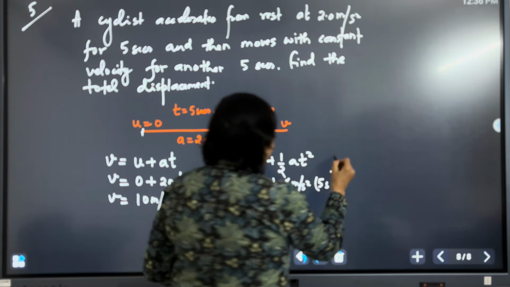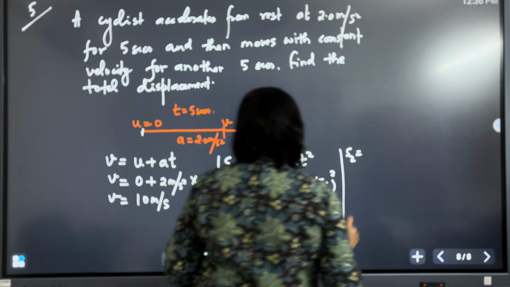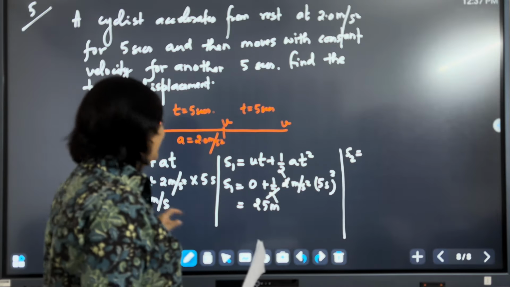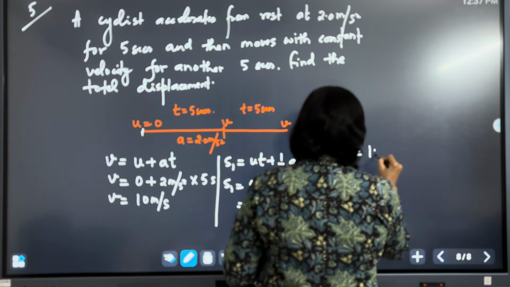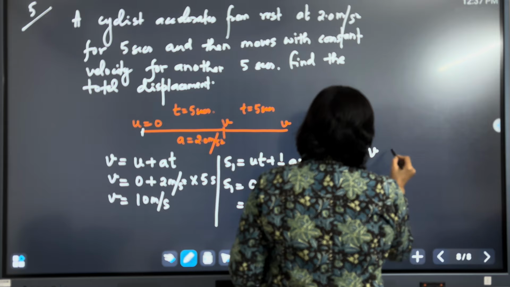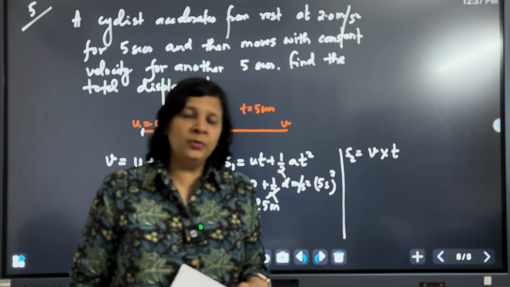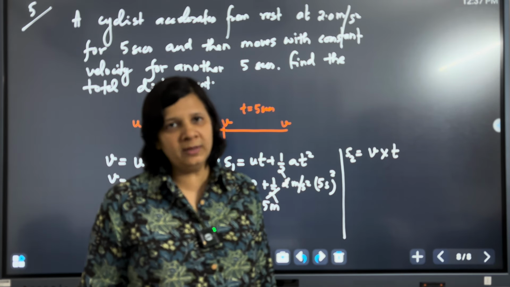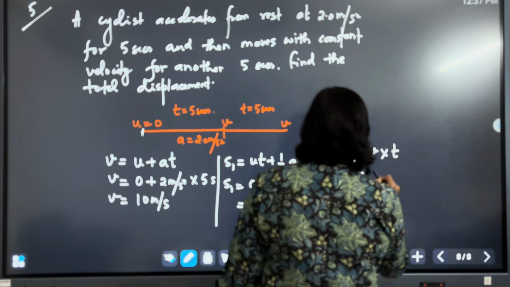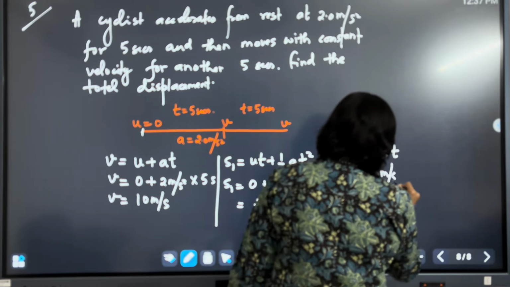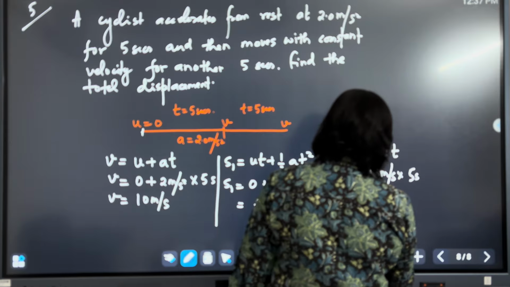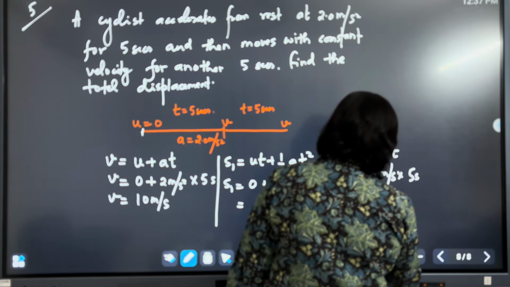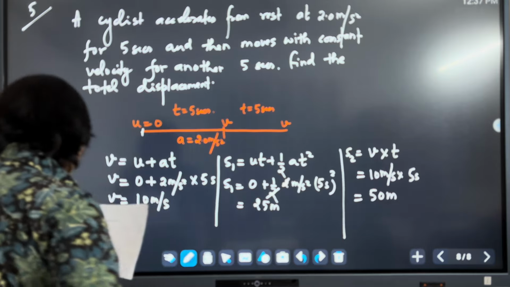Okay, now the displacement in the second part of the journey. In the second part, the cyclist is moving with a constant speed, right? And how much is that speed? 10 meter per second. So how do you find the displacement? v into t. I do not need to use the kinematic equation, right? Because the cyclist is moving with a constant speed. So this will be 10 meter per second into 5 seconds, 50 meter, correct?